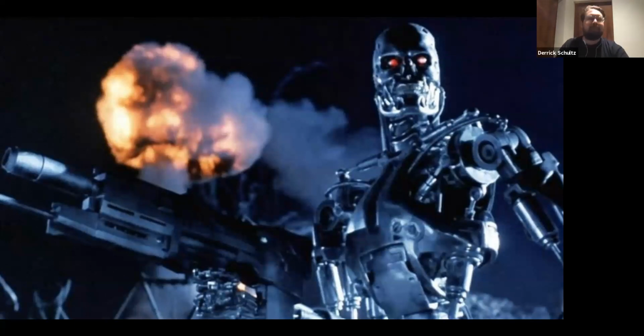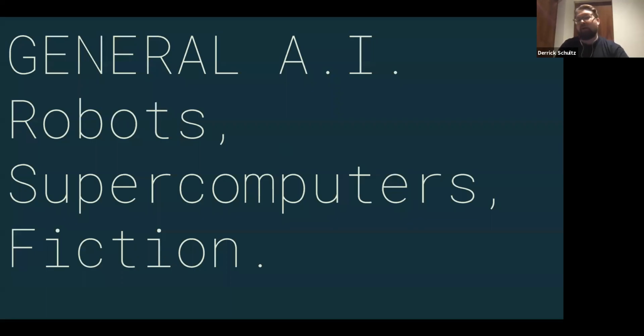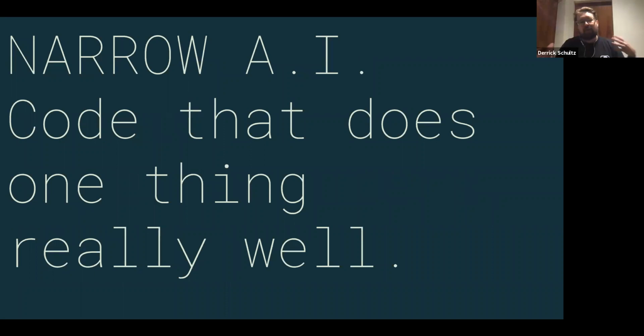So when a lot of people talk about AI, they talk about a thing called general AI. General AI is robots, it's supercomputers, and it's straight up fiction. No person that is actually working in machine learning today thinks that general AI is actually possible, even in the next 100 years. It just turns out that having a machine that is as smart as a human is really, really, really hard, and probably not going to happen unless some revolutionary thing happens in the next decade or whatever.